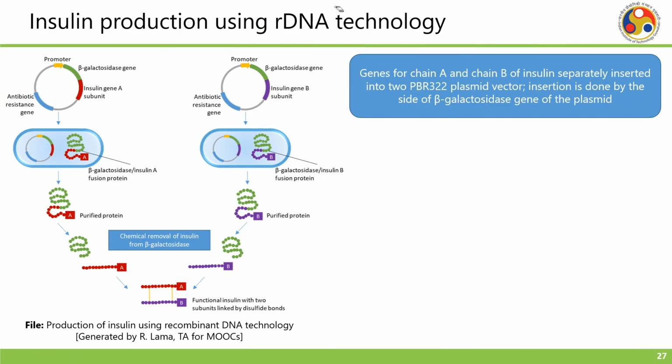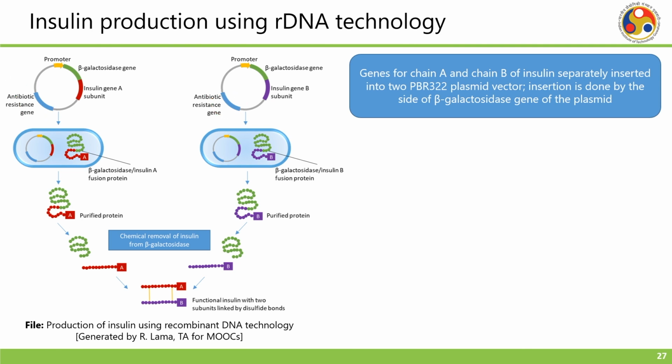So, let us try to understand how recombinant DNA technology is useful in producing insulin. Basically, we take an expression vector which has a promoter, and then the insulin gene is cloned into this vector, and we clone the A chain and B chain into two separate vectors. So, in this one we are cloning the insulin gene A subunit, and in this one we are cloning the insulin gene B subunit, and both have antibiotic resistance genes, which help us in the selection process.